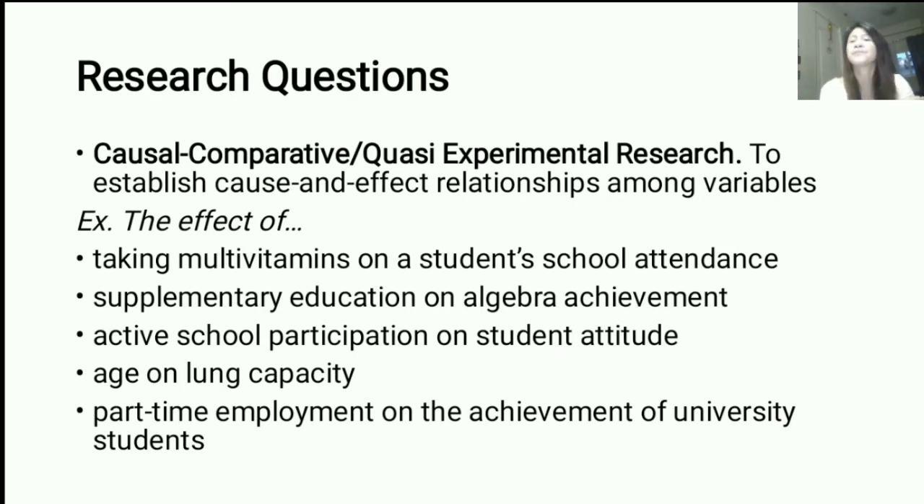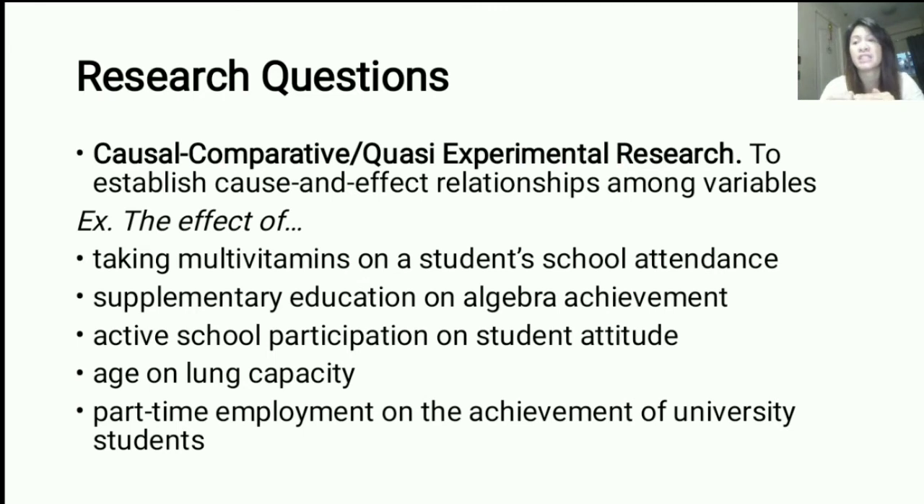Next is the experimental research. The most effective method for testing cause and effect relationships is this type of research, quasi-experimental or causal comparative. Often called true experimental, which uses causal comparative, to establish cause and effect relationships among variables. For example, the effect of taking vitamins on a student's school attendance, supplementary education on algebra achievement, active participation on student attitude.